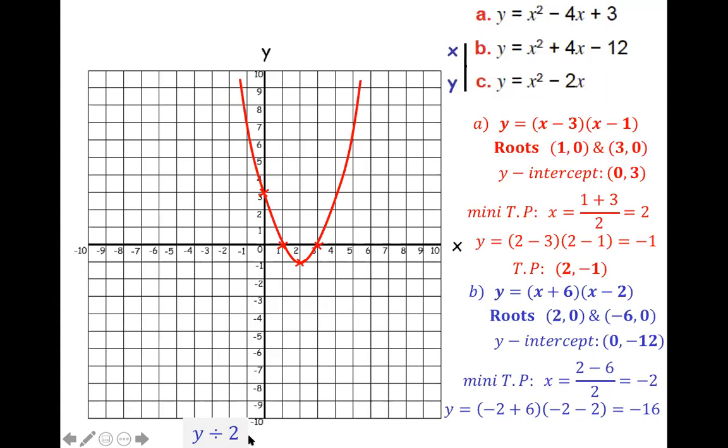So in this case, I'm going to use a scale where I'm going to divide the numbers that you see there by 2. So turning point, -2. So roots (2, 0), (-6, 0). Then I've got intercept at (0, -12). So remember, this is y divided by 2. So that's why I've put it at (0, -6).